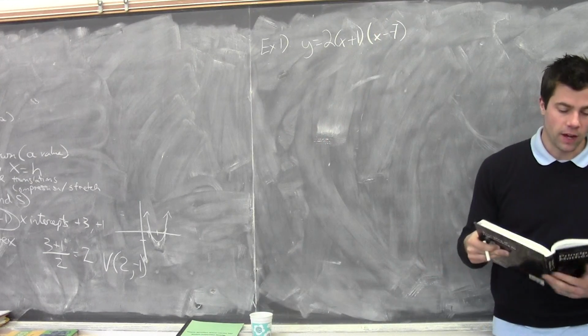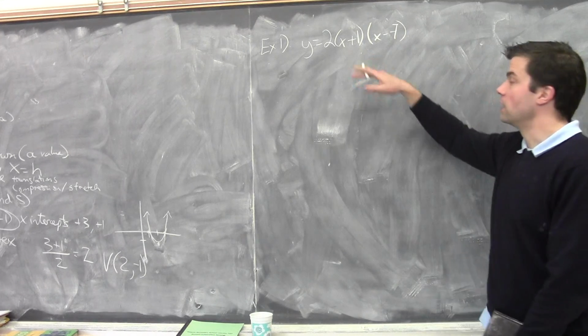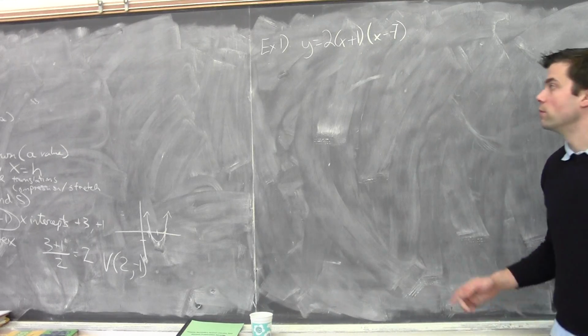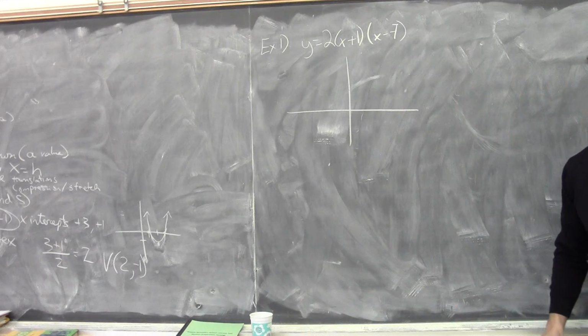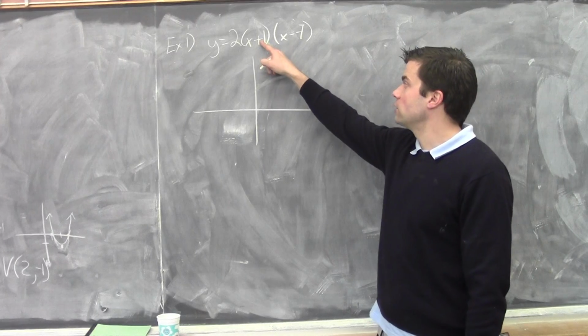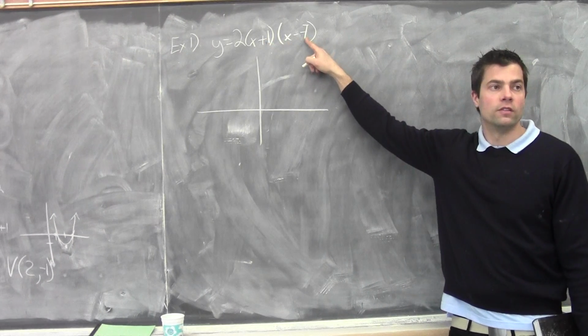Sketch the graph and label the x-intercepts, the vertex, and the axis of symmetry. So all they give us is this, and they want us to sketch it and label all these important points. The first thing we should look for when we're in factored form are what, Josh? Good, the x-intercepts. Perfect. So the x-intercepts are going to be -1 and +7.